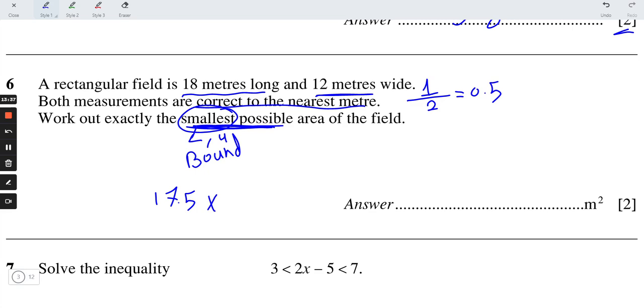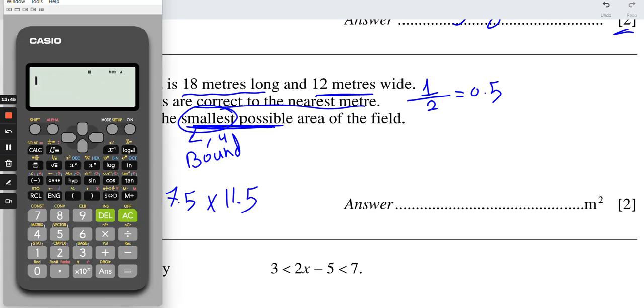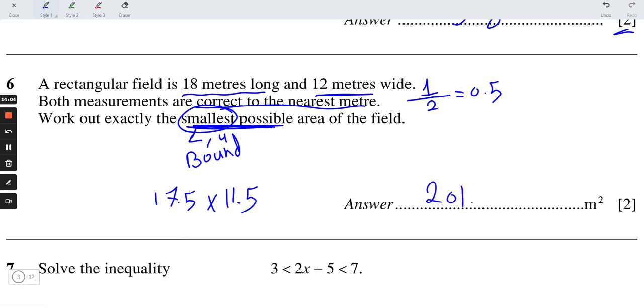We need the smallest, the lower bound. So 12 minus 0.5, 11.5. I hope this idea is clear. If you need anything, please write a comment. So we have 17.5 times 11.5, which is equal to 201.25. 201.25 meters squared.